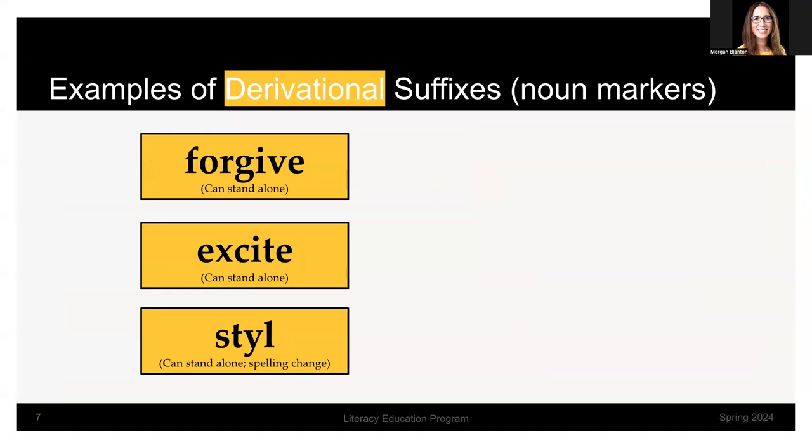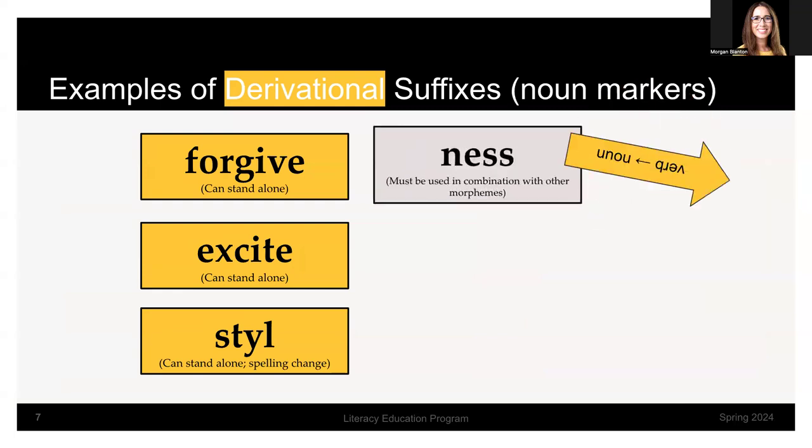Now, the next few slides are going to be about the derivational suffixes. Specifically, we're going to look at them by part of speech. Let's first look at the noun markers. When you add these suffixes to the end of words, they are now nouns, regardless of what they were before. So forgive, which is a verb, becomes a noun when you add ness to the end. Forgive is an action. Forgiveness is a noun. It's something that you can receive. Forgive is something that you do.